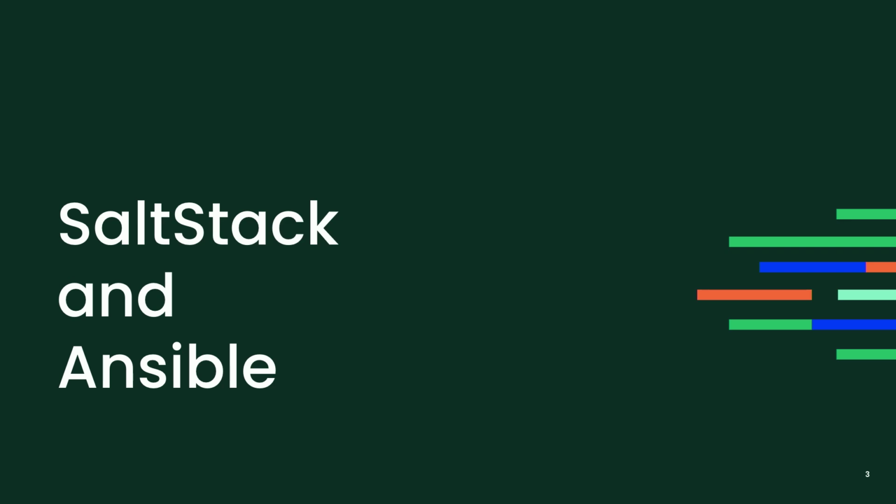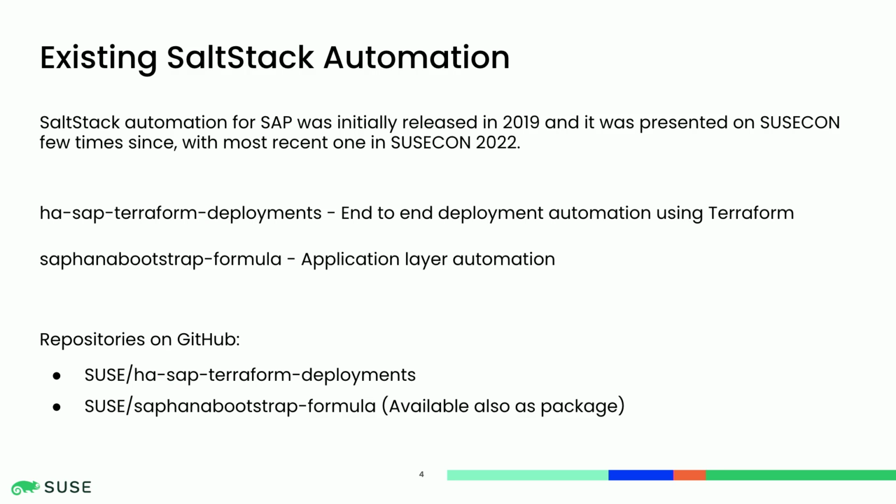Okay, thank you, Marco, for the introduction. In today's session, we are going to talk about Ansible, of course, but it would not be fair not to talk about the existing Salt Stack automation. The Salt Stack automation was initially released in 2019, and it was presented at a few SUSECons, with the most recent one in 2022. There are two major pieces of this Salt Stack automation.